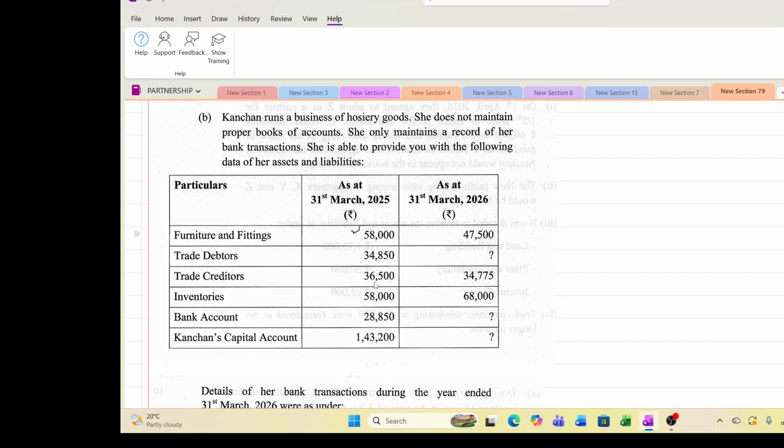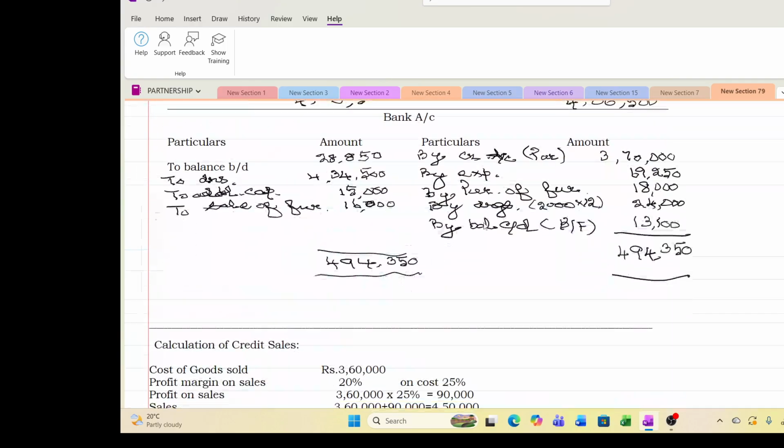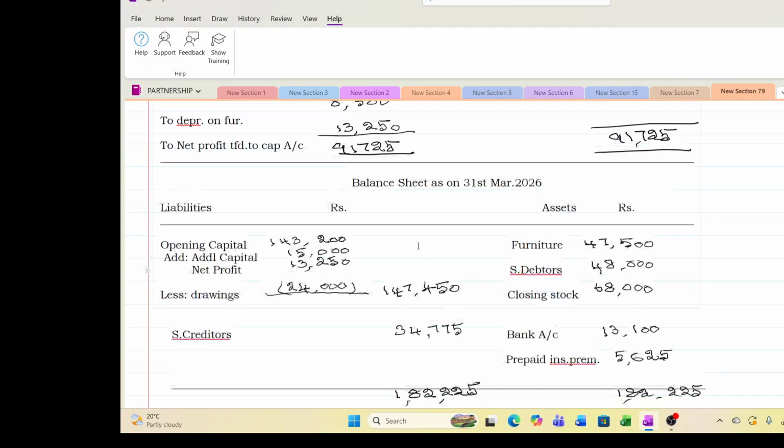Trade creditors. We have seen that they have not given the credit purchases. So though the balances are given, we have to open a creditor account. When you write the furniture account, sorry, I forgot, this 47,500 we have to enter in our balance sheet also. See here, you have to write it in your current balance sheet, 47,500.